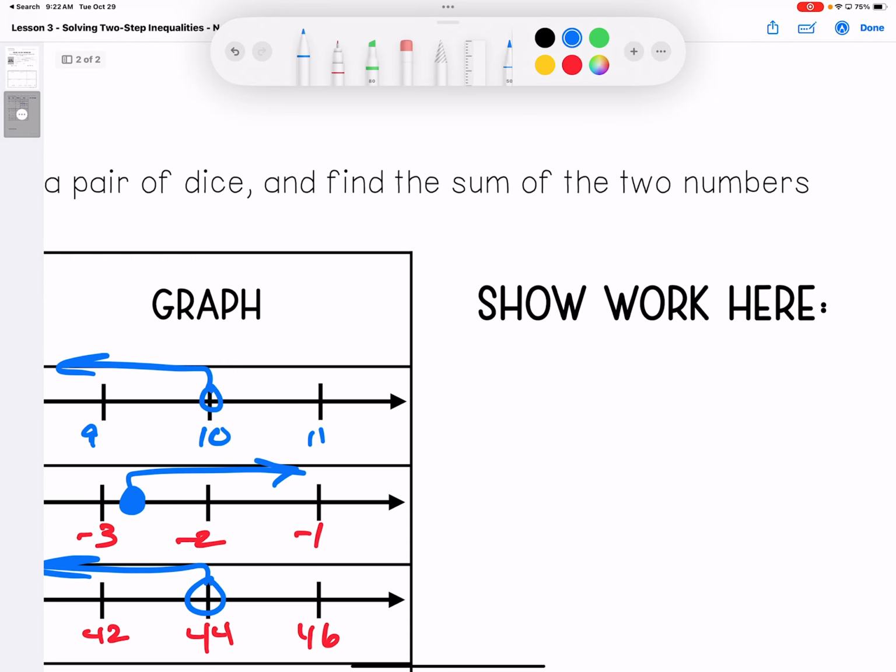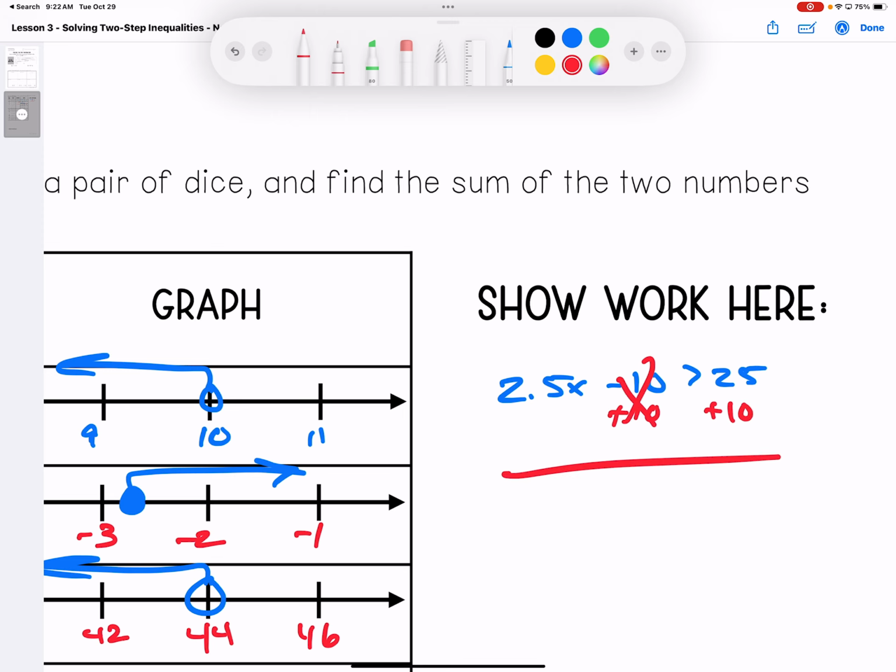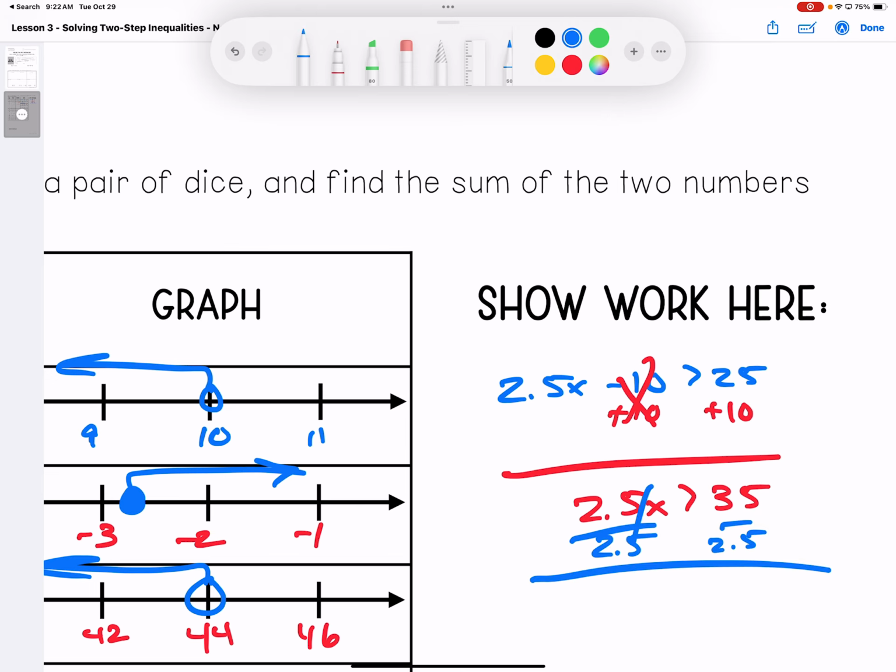Number 5, 2.5x minus 10 greater than 25. Add 10 to both sides. Those go away. I'm left with 2.5x greater than 35. Divide by 2.5. X is going to be greater than 14.